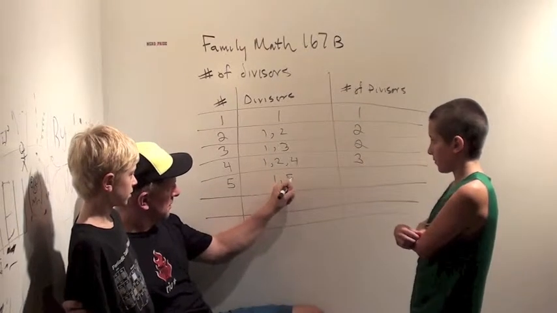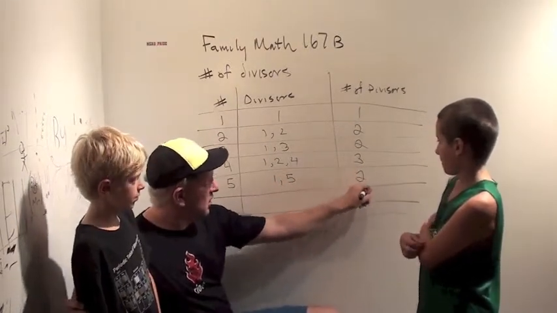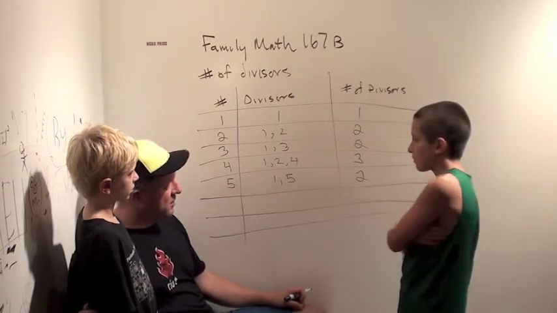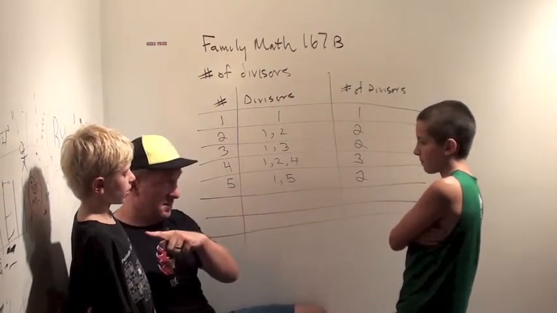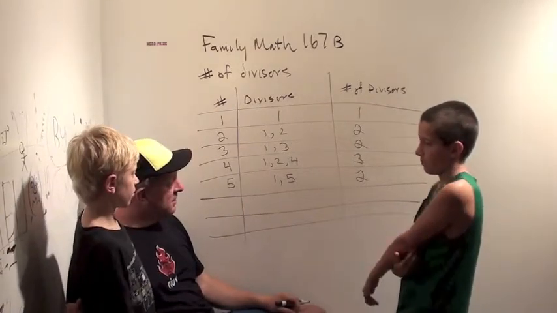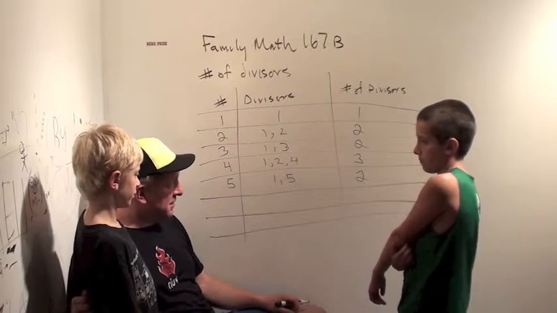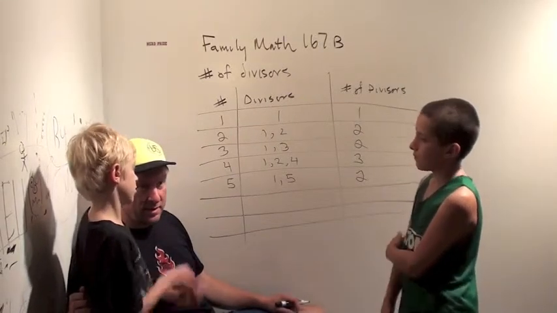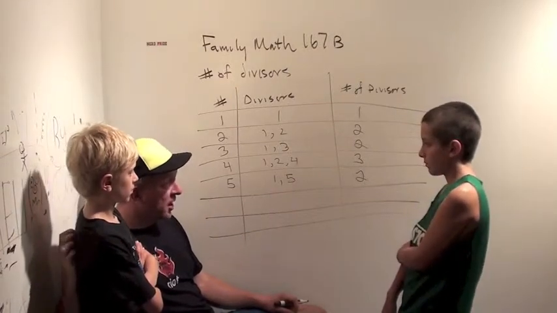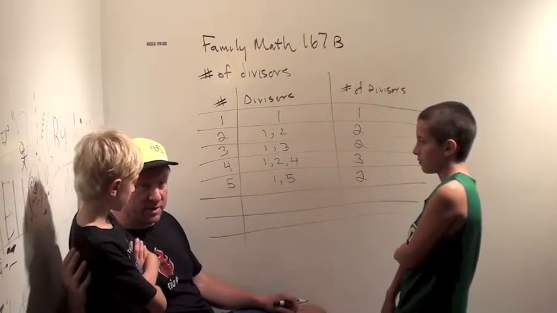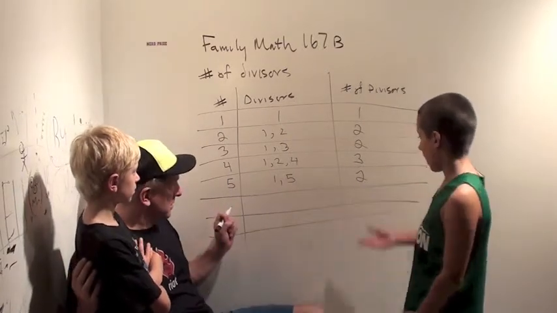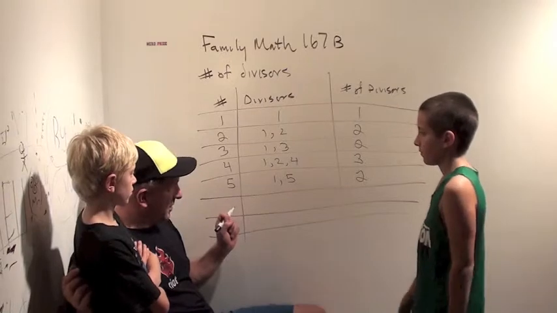The ones that have 2 are the primes. Oh, interesting. Why would primes only have 2 divisors? Well, by definition, a number is prime if it's divisible only by 1 and itself, which means a prime is only going to have 2 divisors. All right. So it's probably going to keep hopping back to 2.